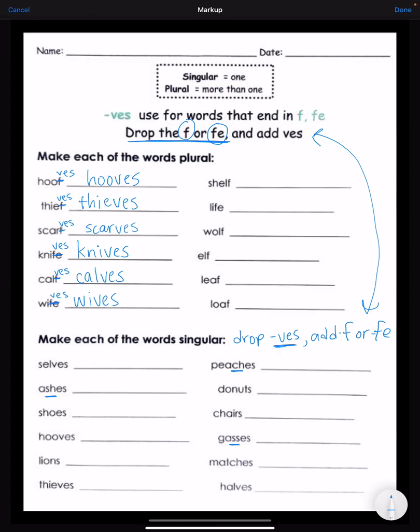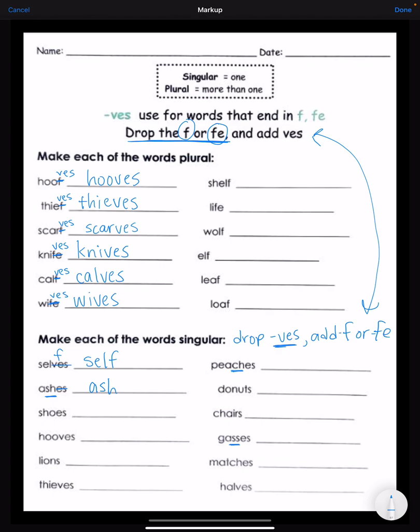So let's do a couple. Selves ends in VES, so I'm going to take that away. Think about it: is it self with an F or self with an FE? It's just an F. So it would be multiple selves, like yourselves, or one self. If it was ashes, and we're talking about multiple ashes, that word is plural and we want to make it singular, we're going to take away the ES, and the singular word would be ash.